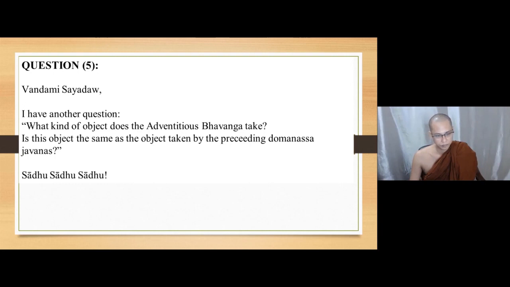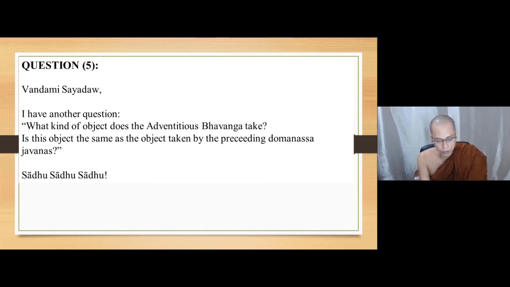Venerable Sir, I have another question. What kind of object does the Advantageous Bhavanga take? Is this object the same as the object taken by the preceding Domanassa Javanas? Sadhu, sadhu, sadhu. Regarding the second part of this question, it is not the same, because if it were the same, we could name it Tadarammana. But because it is not the same as the preceding Domanassa Javana's object, it is not Tadarammana, it is called the Bhavanga.